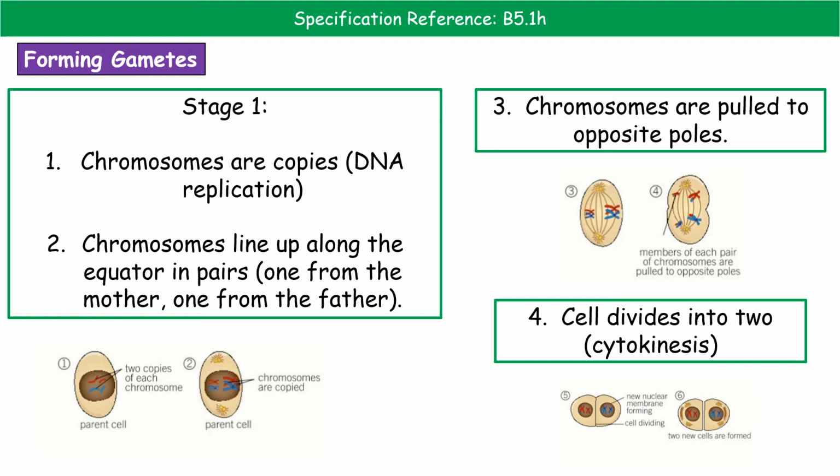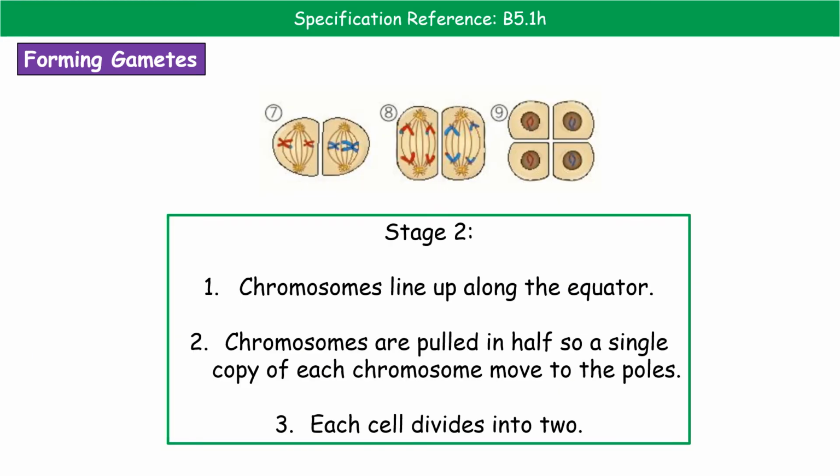Now, hopefully we're looking at this and thinking, well, that's literally just mitosis. Yes, it is. So this first stage is identical to mitosis. So a 2-for-1 learning experience. If you know mitosis from paper 1, you know the first part of meiosis in this paper. But that isn't where it ends in meiosis, because at that point we've got diploid cells.